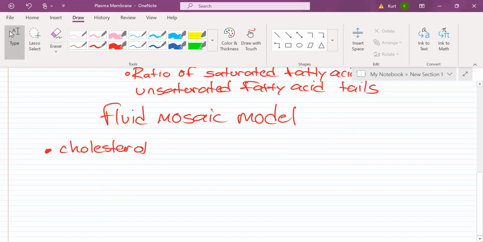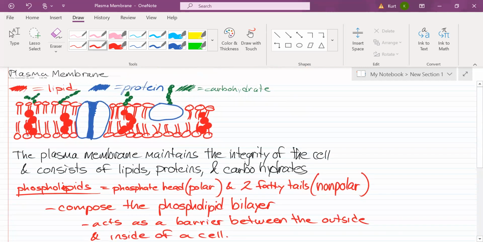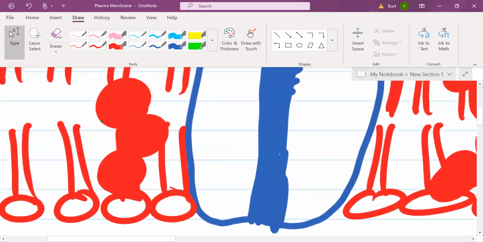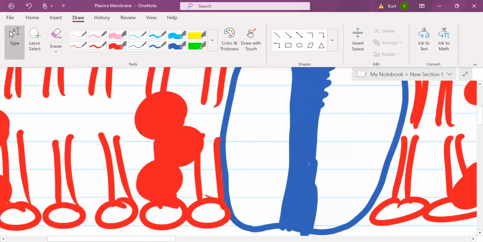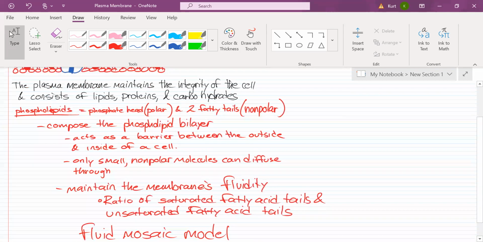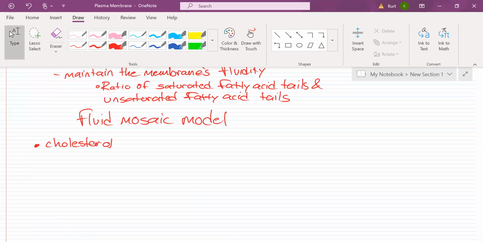One of the purposes or functions of cholesterol in your body is to be part of your plasma membrane. These big red chunks that I drew in the plasma membrane, like that right there, that's a cholesterol molecule. The cholesterol molecule helps maintain the fluidity of the plasma membrane.